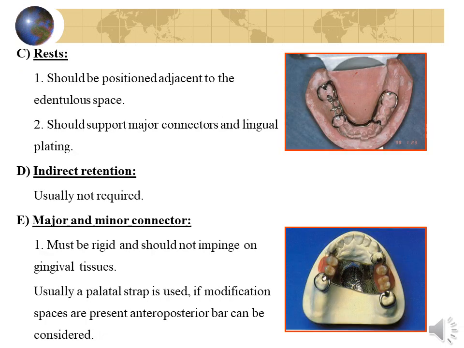Rest. It should be positioned adjacent to the edentulous space and should support the major connector and the lingual plate. Indirect retention is usually not required. Major and minor connectors must be rigid and should not impinge on the gingival tissues. Usually, a palatal strap is used, but if modification spaces are present, an antero-posterior bar can be considered as an option for the major connector.